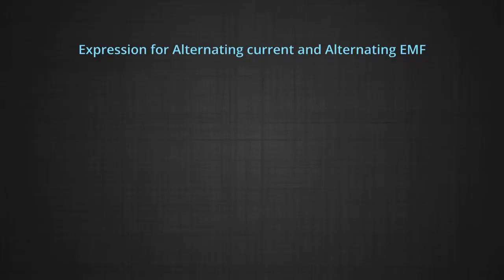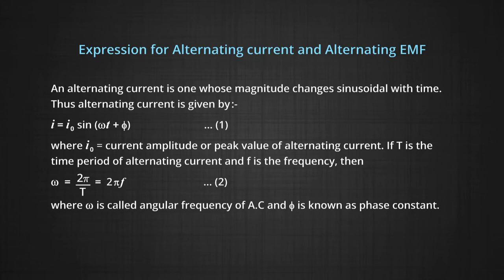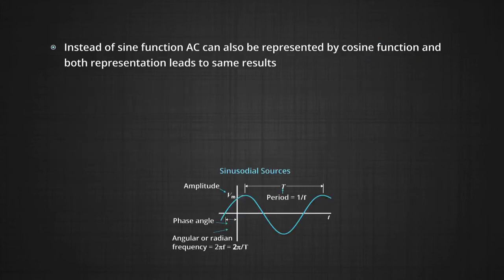From these above expressions or waveform, we can talk about the alternating current and EMF. An alternating current is one whose magnitude changes sinusoidally with time. Thus, alternating current is given by I = I naught sin(omega t + phi), where omega is the angular frequency of AC and phi is the phase constant. Instead of a sine function, AC can also be represented by a cosine wave, and both representations lead to the same result.